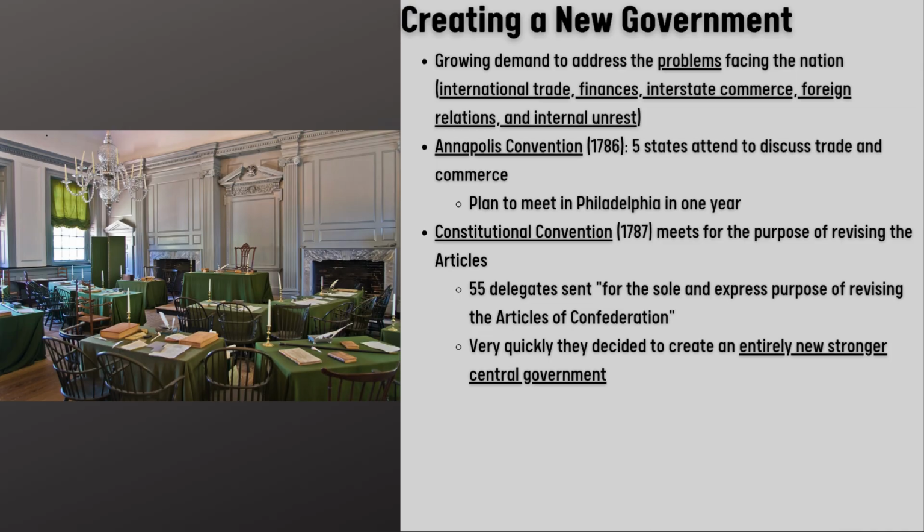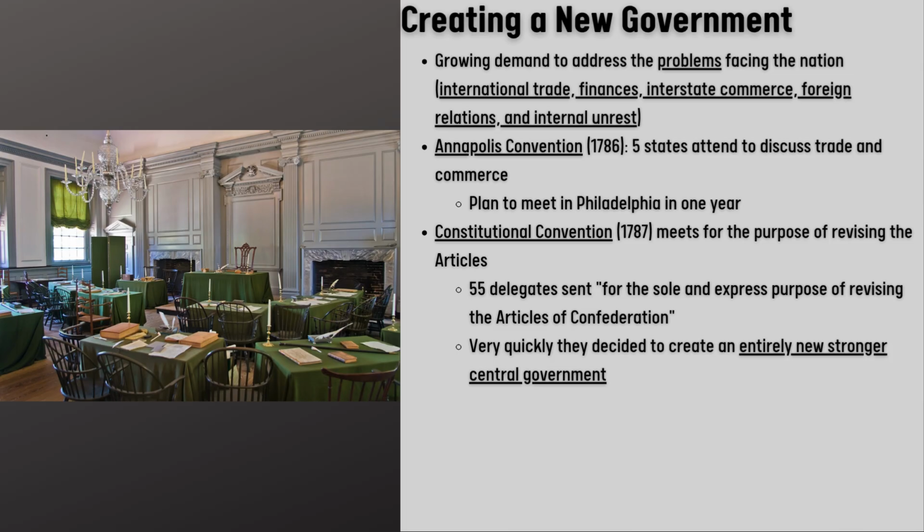Let's explore the reasons behind this new government. Following the turmoil and challenges faced by the nation, there was a growing demand to address issues like international trade, finances, interstate commerce, foreign relations, and internal unrest. These were pressing concerns that required immediate attention.